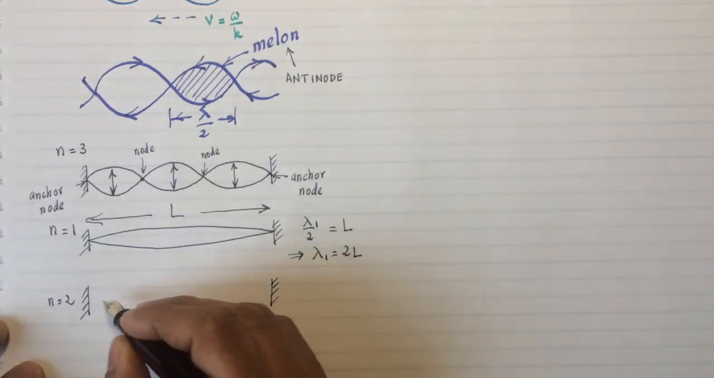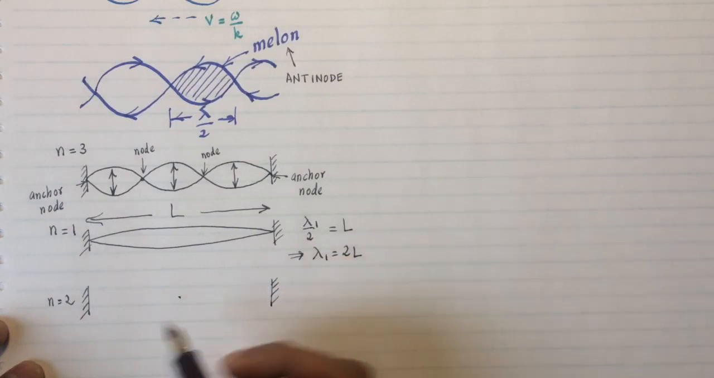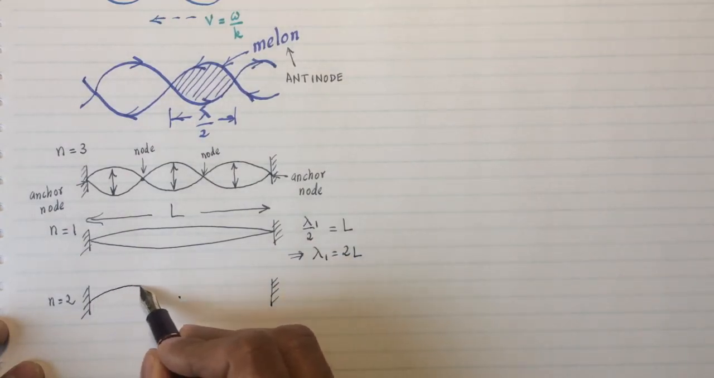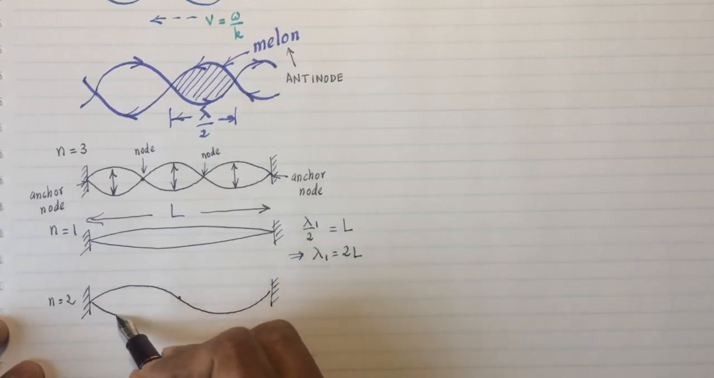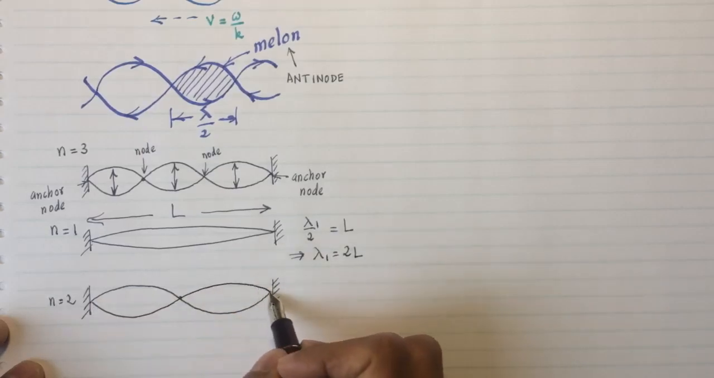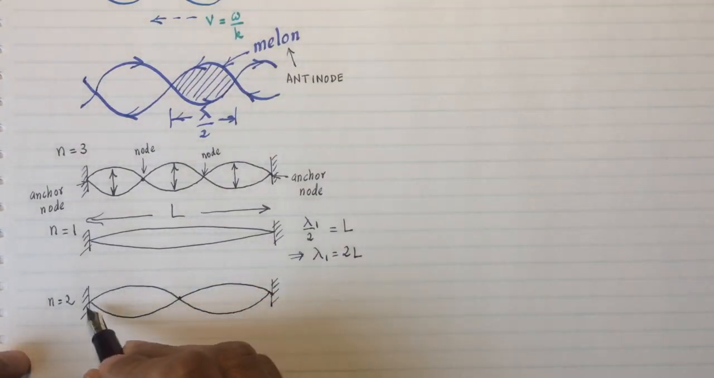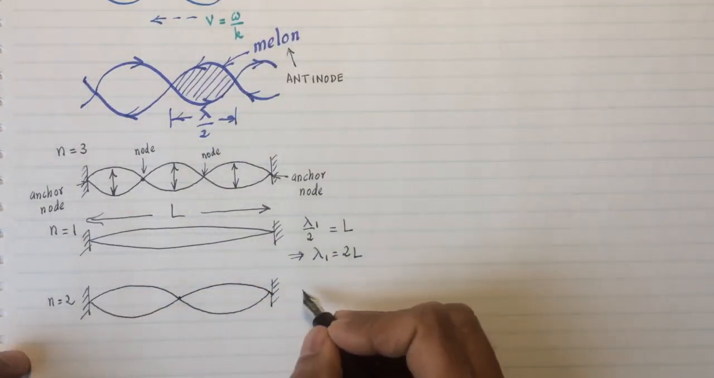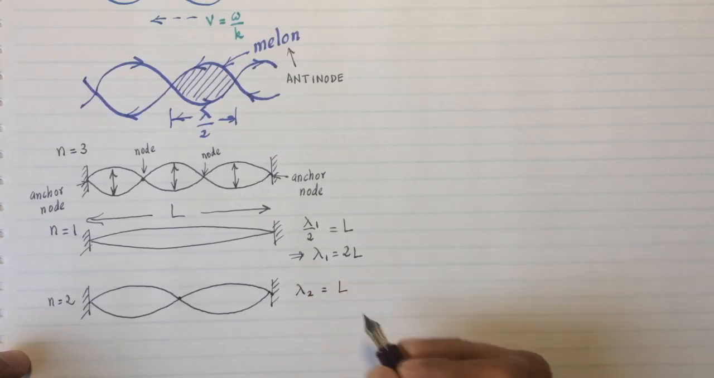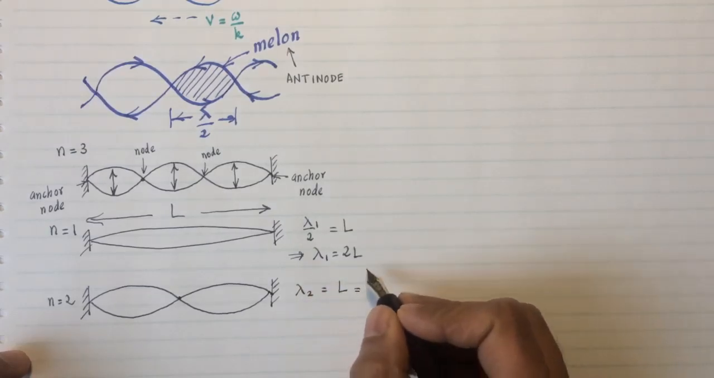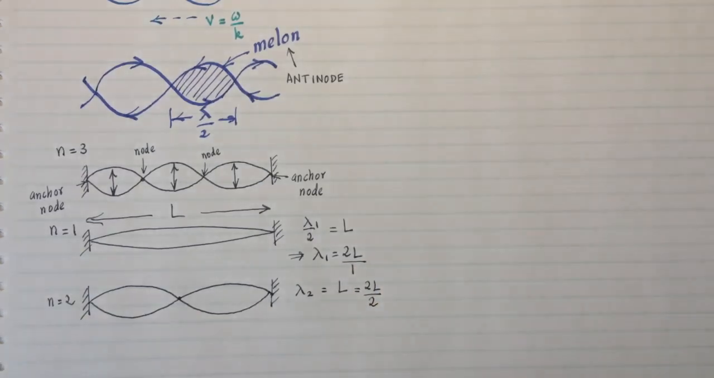If you try n equals 2, then you have to have one node in the middle, so I like to draw this node first, so I'll know how to draw the rest of my figure. So I do that, and I get this one node in the middle. This time I notice that an entire wavelength, lambda 2, is equal to L, or to make it look like that, I'm going to write it as 2L over 1 and this as 2L over 2. You'll soon see why I'm doing that.